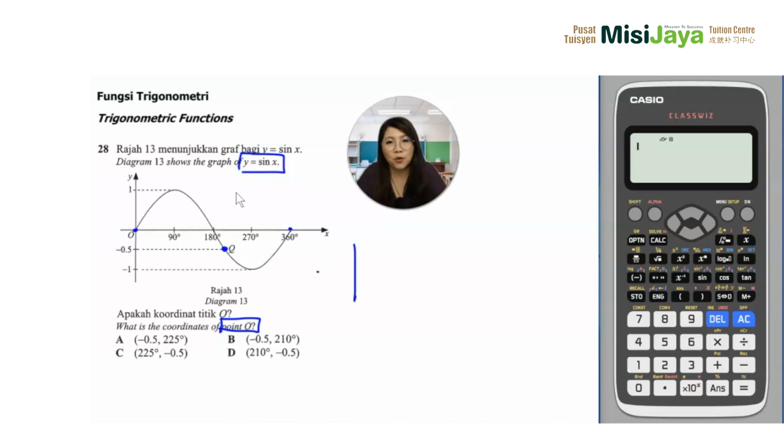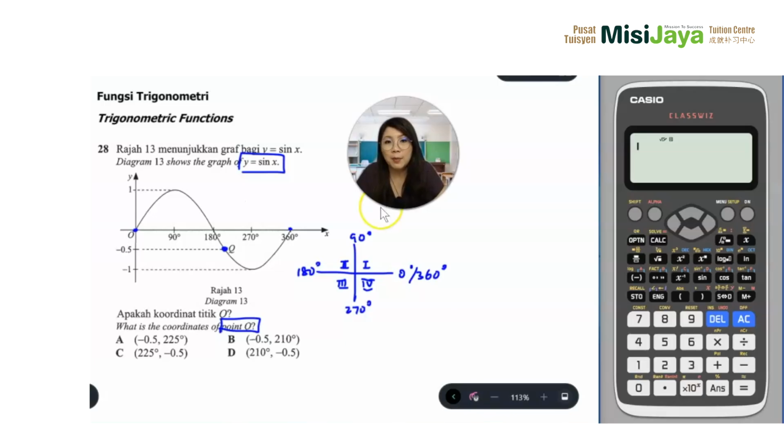So we learned about the 4 quadrants, right? This is the first quadrant, second quadrant, third quadrant, and fourth quadrant. The first quadrant is from 0 to 90. Then the second quadrant is from 90 to 180. The third quadrant is from 180 to 270. Then the fourth quadrant is from 270 to 360 degrees, right?